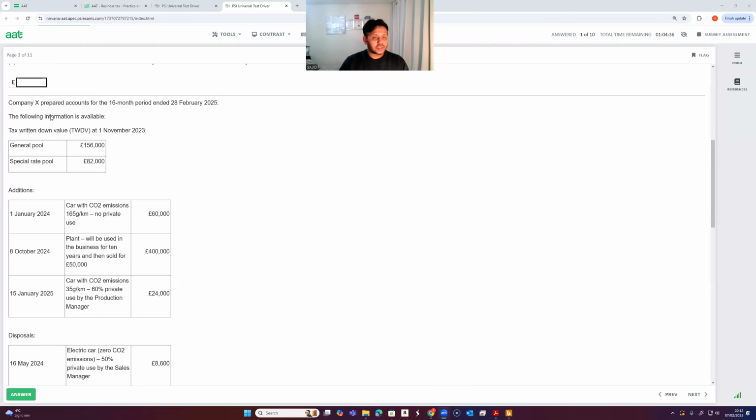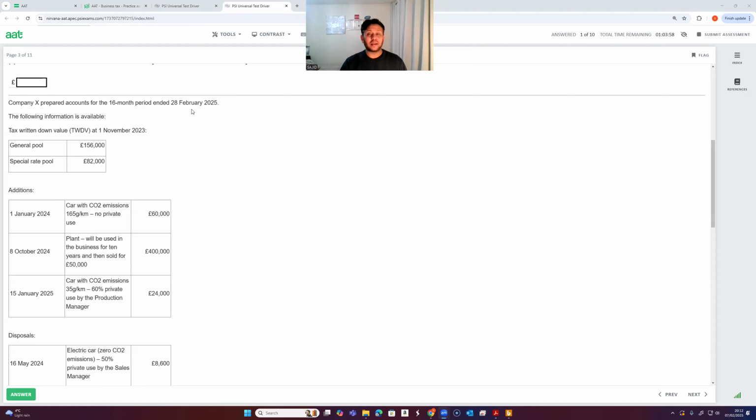Company X prepares accounts for 16 months. So very important. If the accounting period is more than 12 months, you have to make a note of that because you have to split it. So for the first 12 months and for the next 4 months, because a company cannot prepare the tax return for 16 months. The company accounting period can be 16 months, but the company tax return for corporation tax, the tax calculation, cannot be more than 12. It has to be maximum 12. So first we do the first 12, then the remaining months. If it is 18 months, then do 12 and 6. If it is 16 months, 12 and 4. So we need to split it, very important.